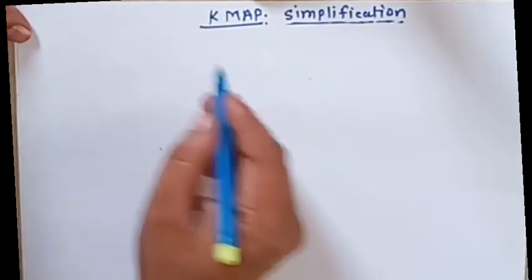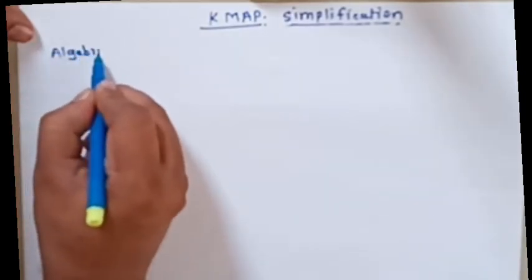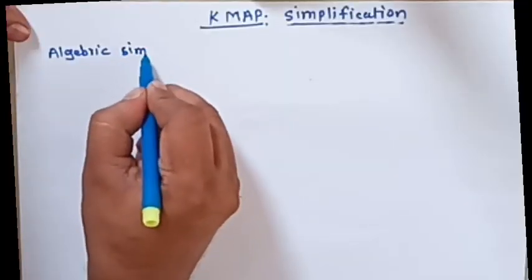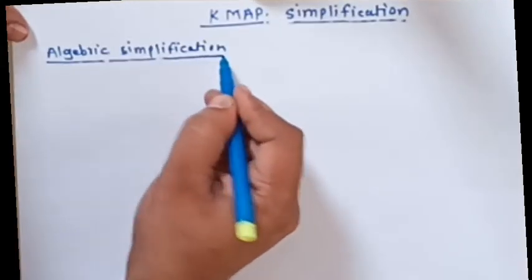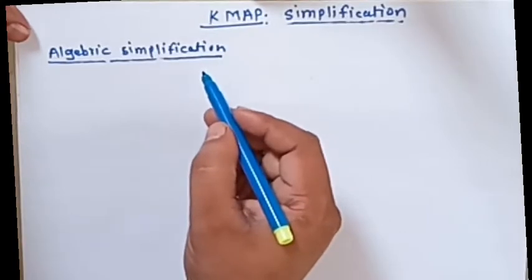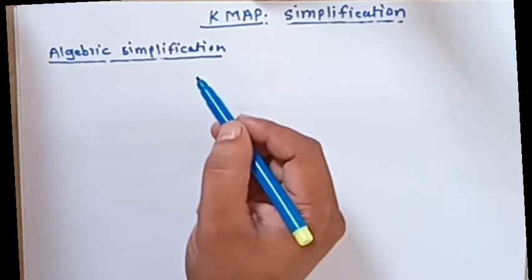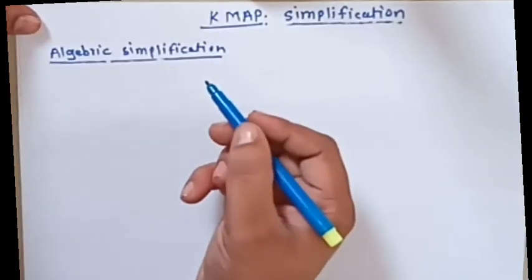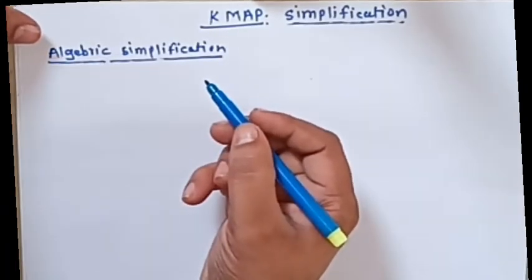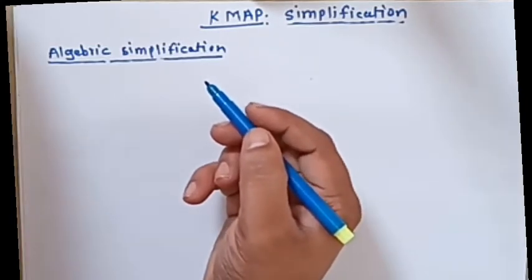Now last time we studied the algebraic simplification method. This method has some disadvantages. So to overcome these disadvantages we are using K-map simplification. K-map simplification is the simplest method for simplifying any Boolean expression.